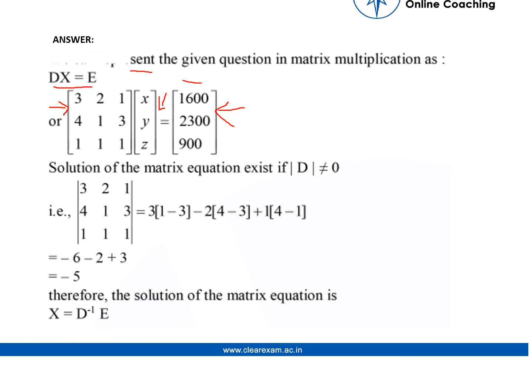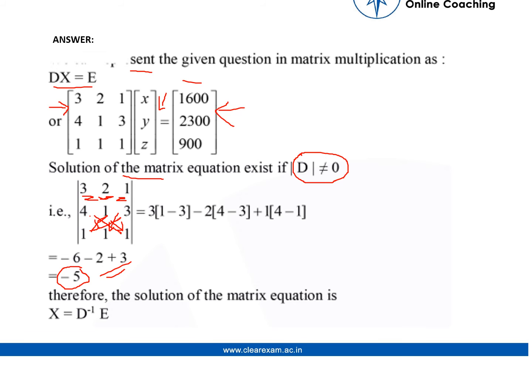So solution will exist only if the determinant is not 0. This is a necessary condition. So to find out the determinant, we get 3 multiplied by 1 into 1 minus 1 into 3, minus 2 into 4 multiplied by 1 minus 3 minus 1, and 1 multiplied by 4 into 1 minus 1. By solving this, we get determinant as minus 5. So determinant is not equal to 0. Therefore, the solution of this matrix exists.